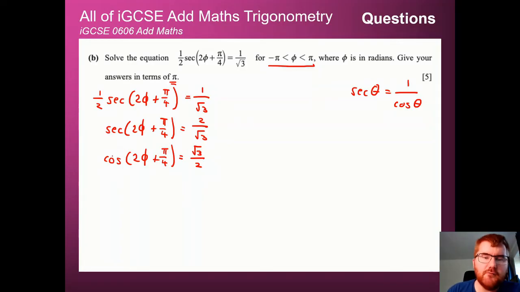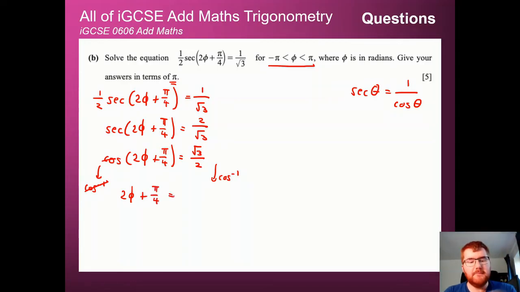Now we want to remove that cosine, so we're going to do the inverse of cosine on both sides. So this cancels, giving us 2 phi plus pi over 4. And now again, make sure you change your calculator to radians, constantly going between radians and degrees. So if we do inverse cosine of root 3. You should know this anyway at home.